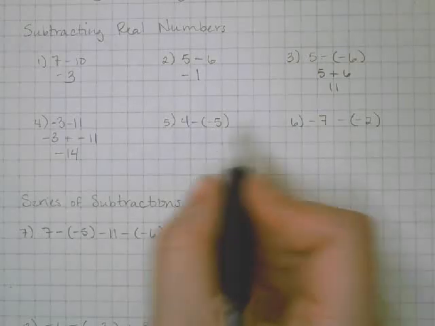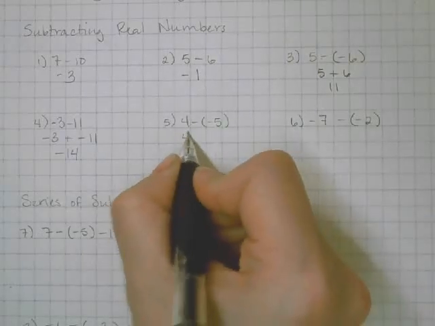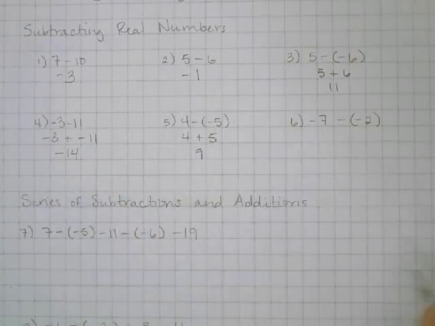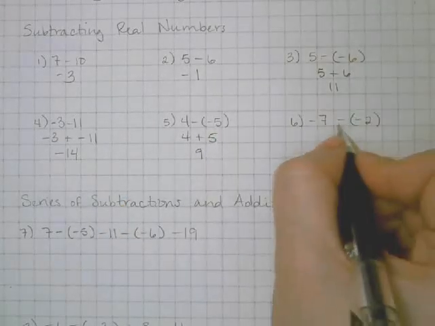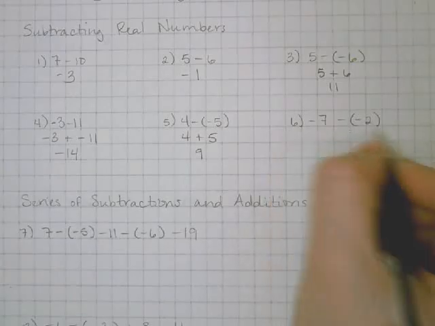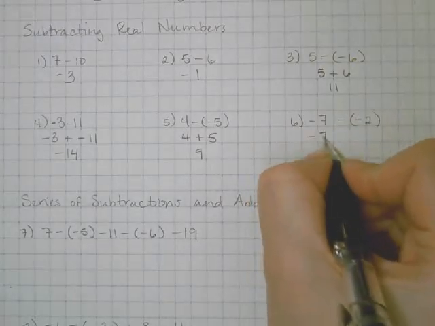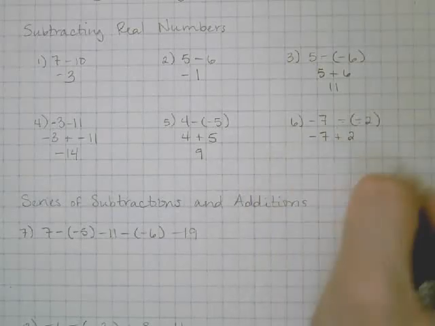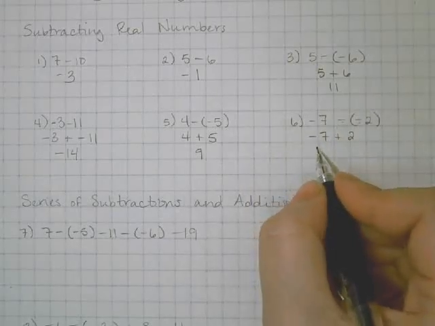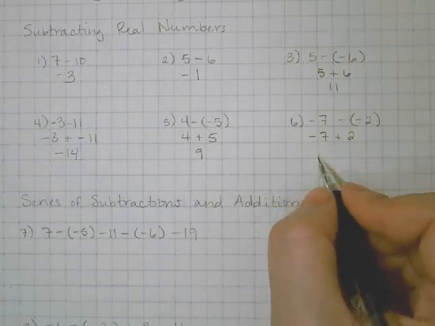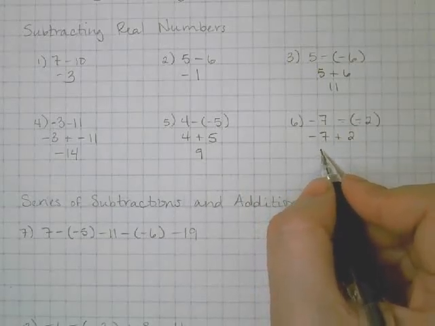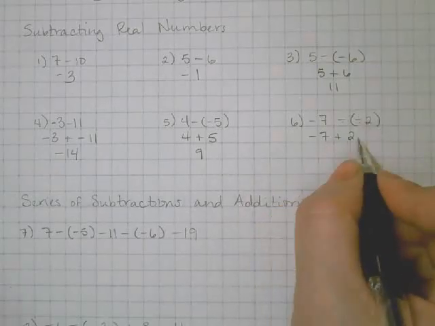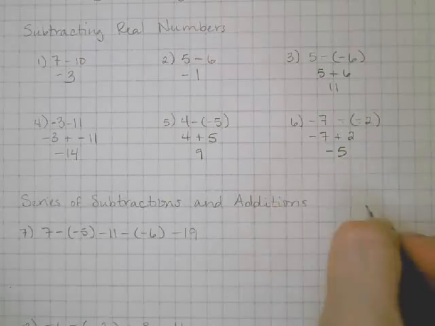4 minus a negative 5, that's the same as 4 plus 5 because of that double negative, which gives us 9. Negative 7 minus a negative 2. So negative 7, instead of that double negative, I'm going to have plus 2. We know that negative 7 is the quote-unquote bigger number. So if we are at negative 7 and we add 2, we're going to be at a difference of 5, and it's going to be negative 5.